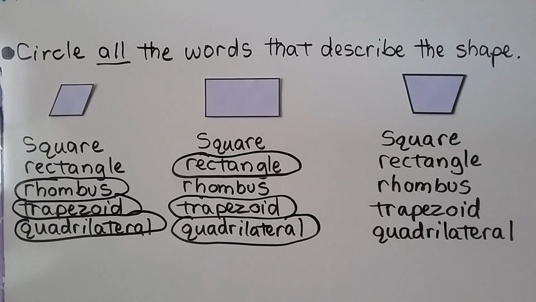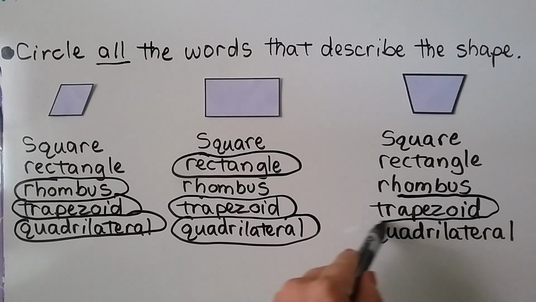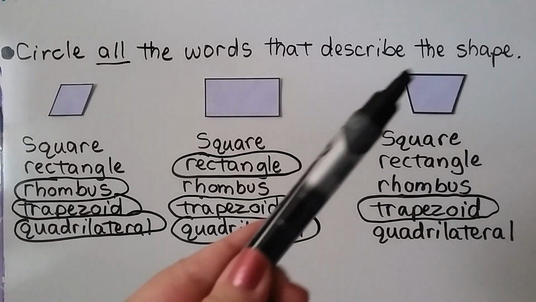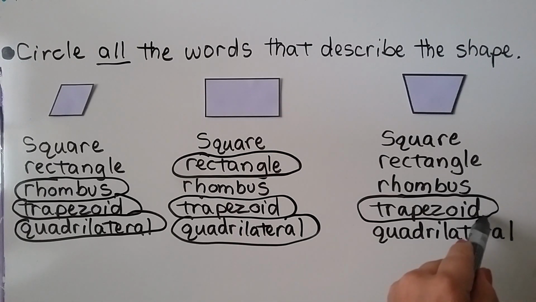Is it a trapezoid? Does it have at least one pair of opposite sides that are parallel? Yes, it does. So it is a trapezoid. Is it a quadrilateral? Does it have four sides and four angles? 1, 2, 3, 4. Yes, it's also a quadrilateral.